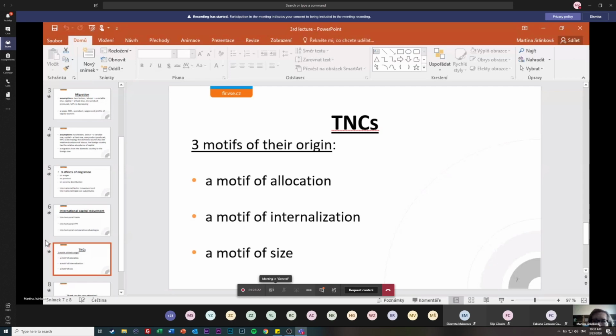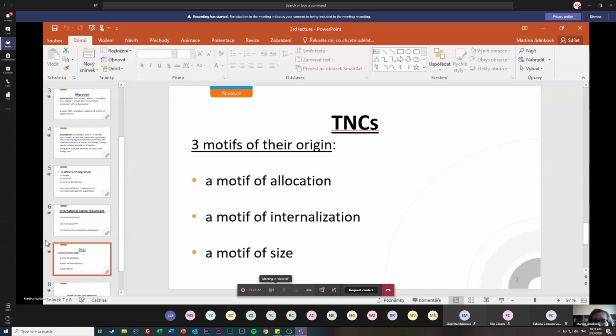The economists are talking about the motives of why there are transnational corporations. The first motive is the motive of allocation, that the company goes where there is some comparative advantage, for example, some raw material, oil, and so on. So there's a reason why the company is going there.